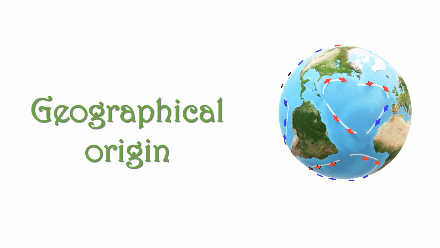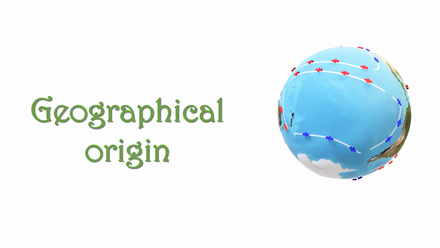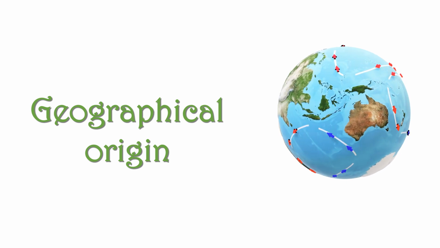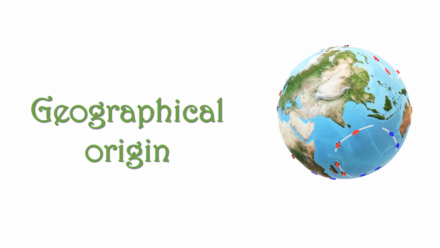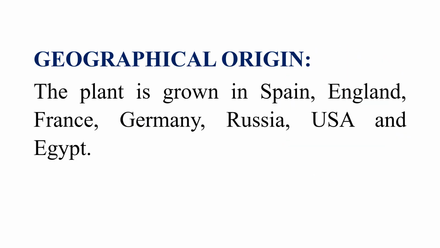Geographical origin. Actually, licorice is native to Spain and Russia, so we have the varieties Spanish and Russian licorice, and it's also native to England, France, Germany, the USA, and also Egypt.